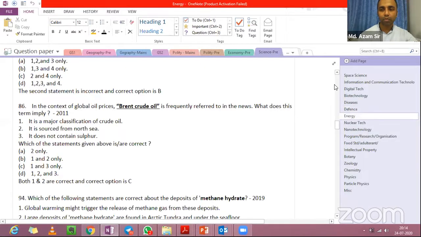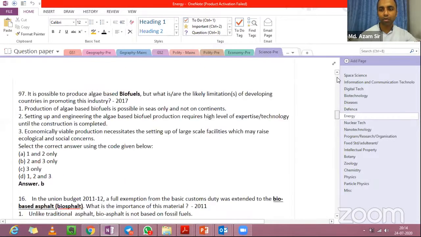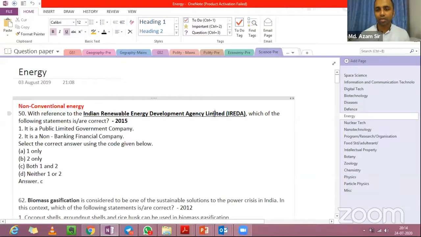Energy, the most important topic of the entire preparation. This topic, energy, is spread not only in science and technology but also in other topics like economics. It is also there in geography. So the energy topic has overlap with two other subjects apart from science and technology.